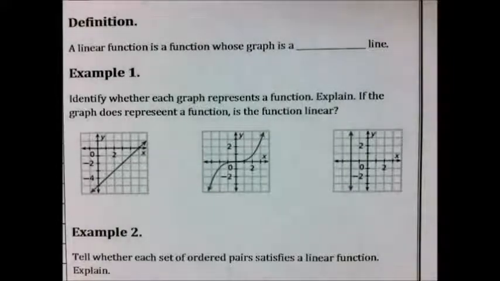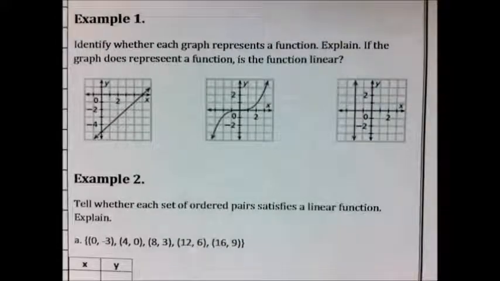It's a function whose graph is a straight line. Okay, so there's no curves to it. It's from one direction to the next. It is a straight line. As well as it's a function, which means that it has to pass the vertical line test. That means it cannot be a vertical line. It has to be diagonal or horizontal at some point. So every x has to have one corresponding y.